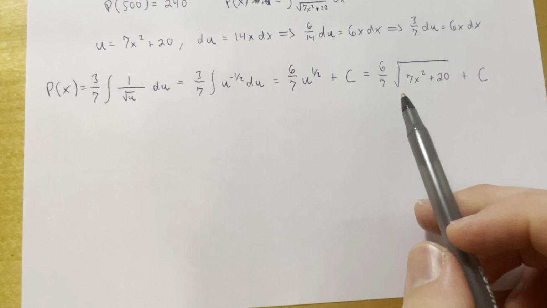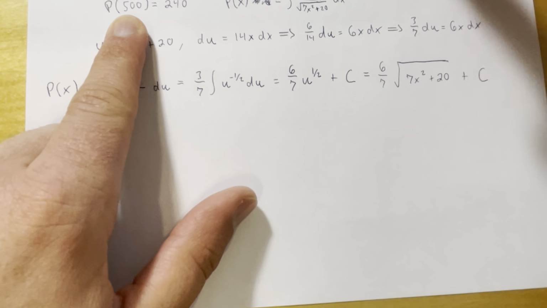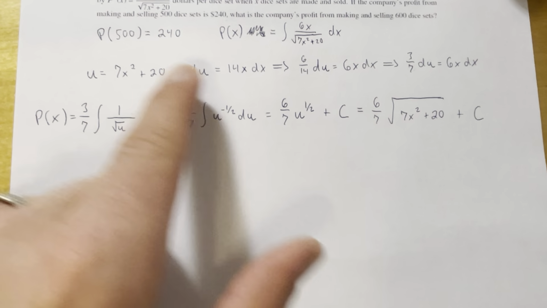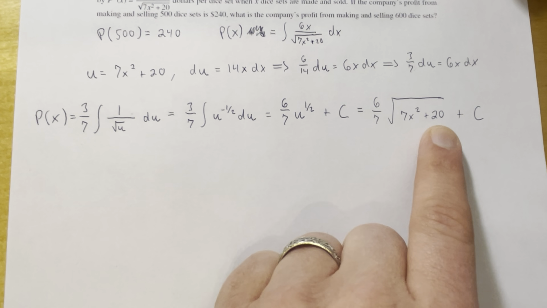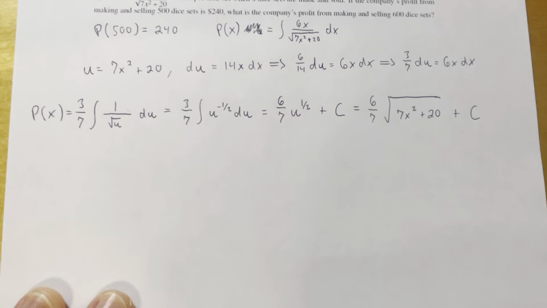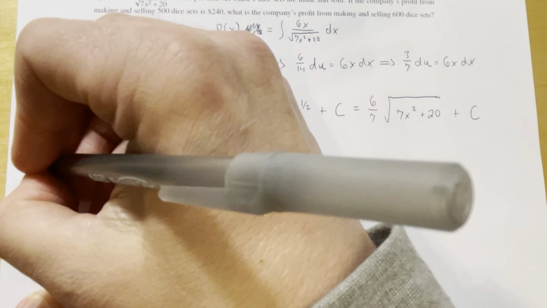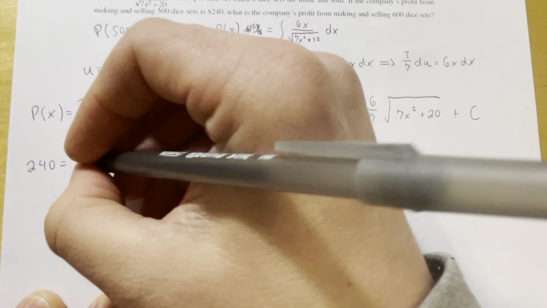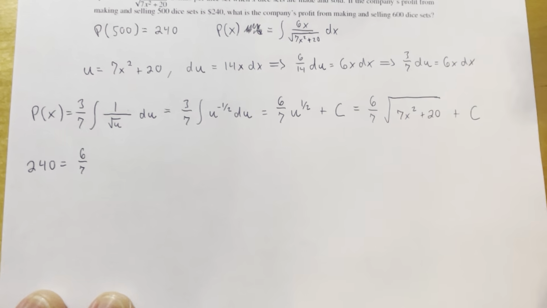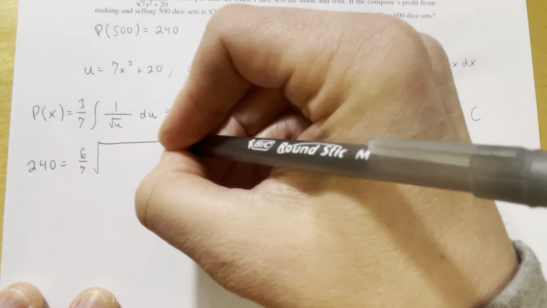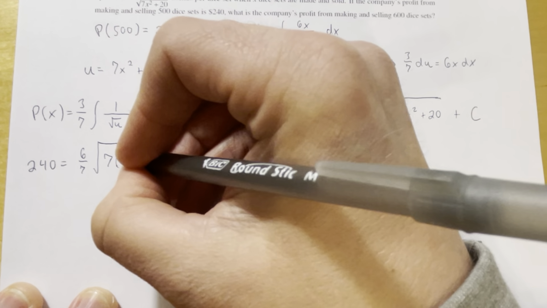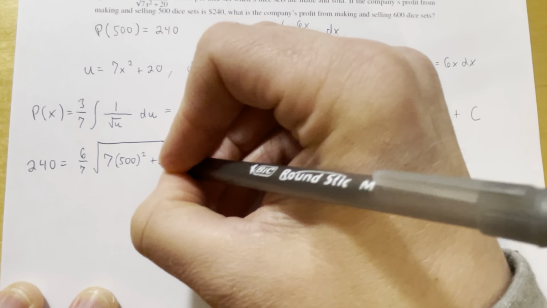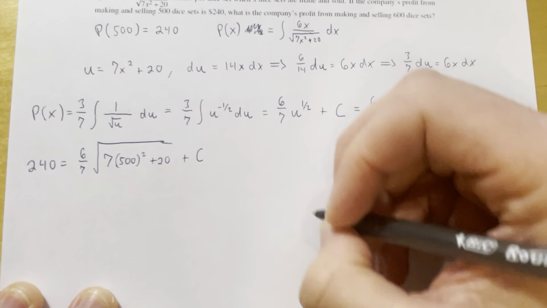So let's use the initial condition. I want to plug 500 into this function, and then I want to set that equal to 240. So 240 is equal to 6/7 times the square root of 7 times 500 squared plus 20 plus c.